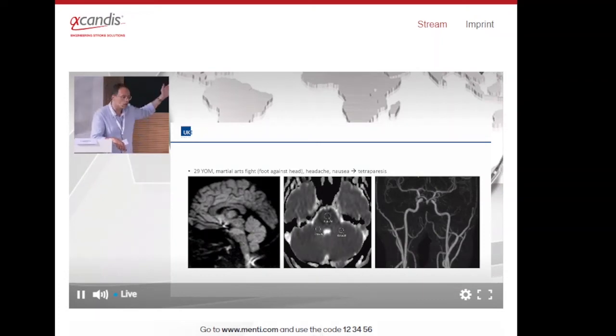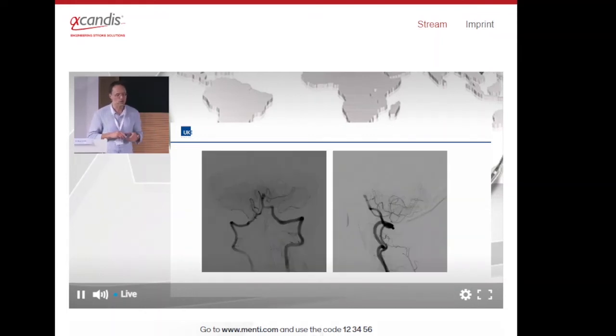So this was a young man, one red flag: a martial arts fighter who had a fight the night before and was kicked in the head. He presented firstly with headaches, second red flag, nausea, and then had progressive symptoms, and the next morning he had tetraparesis. We first did MRI, and you see this large pontine infarction, and on the MRA you see the mid-basilar occlusion. Fortunately, this patient had very good collaterals to the basilar tip. Therefore, he was still awake.